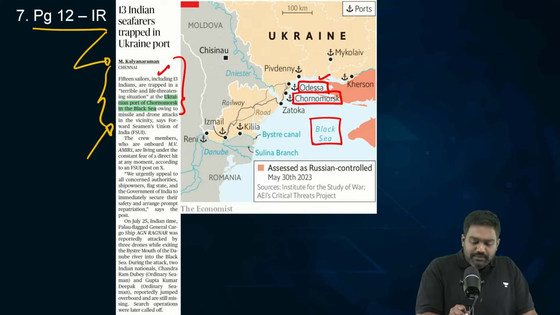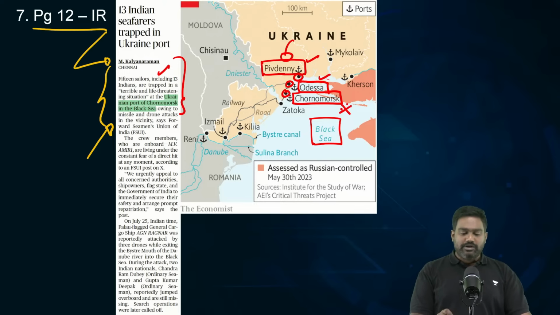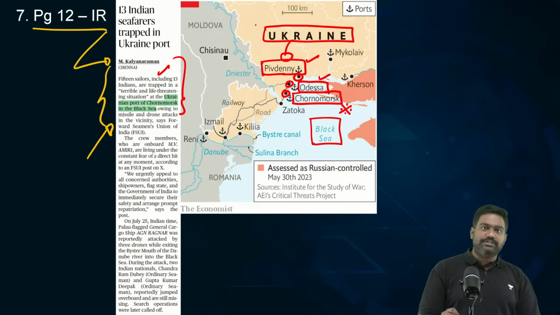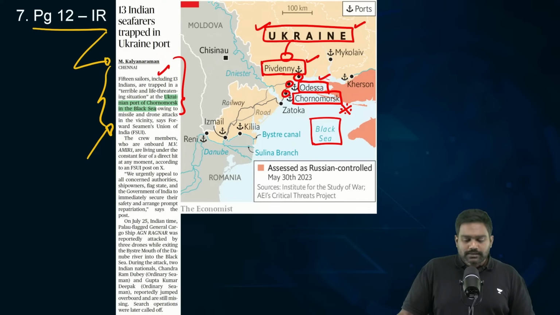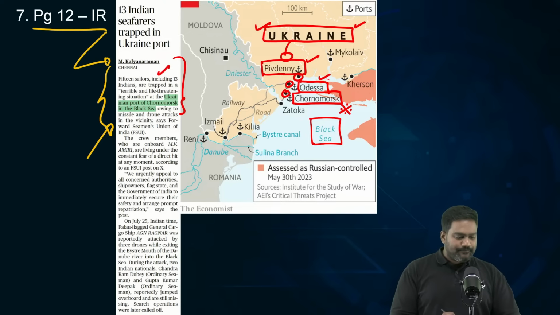See, Ukraine has three major ports. One is Pivdeni, that is located over here. Then Odessa, which we have already covered in our previous sessions as well. And the third one, which is currently in news, Chornomorsk. These are the three major Ukrainian ports facing the Black Sea. It has been critical for Ukrainian grain shipments, as Ukraine is a key exporter of food products, right? So please make a note of these three ports of Ukraine in the Black Sea.